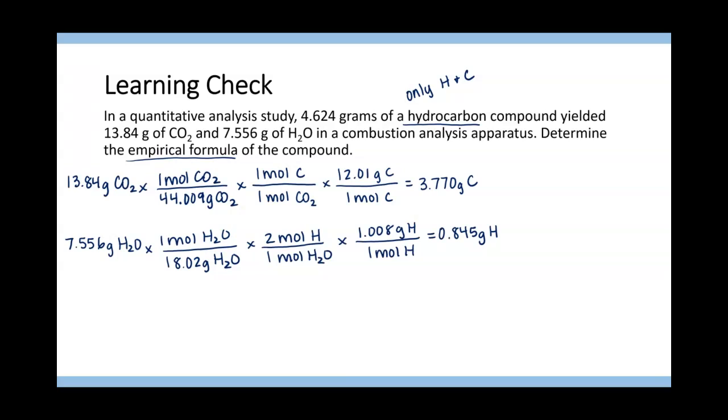But when we put together an empirical formula, our subscripts are molar ratios. So we need to convert mass of carbon to moles of carbon, mass of hydrogen to moles of hydrogen. So we use the molar mass, 1 mole of carbon for every 12.01 grams of carbon. And this is 0.314 mole carbon. For yes, go ahead. Great question.